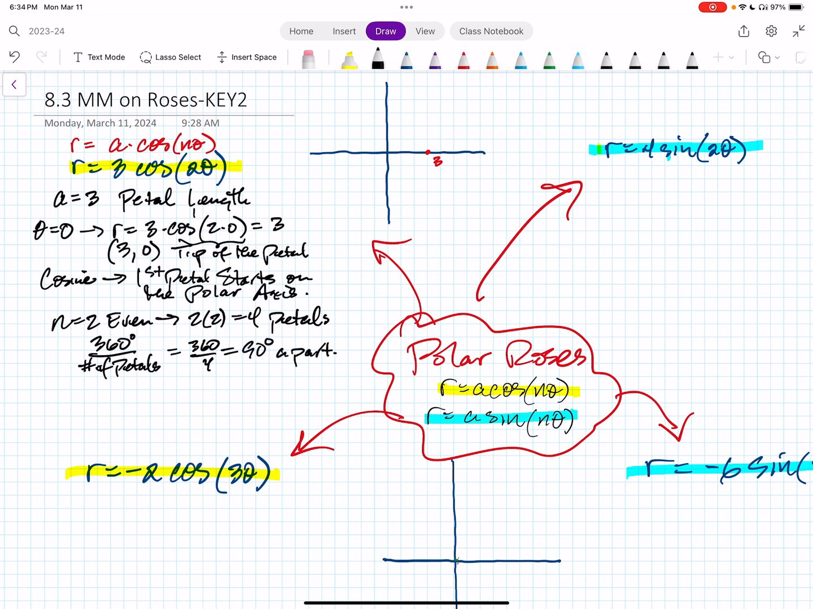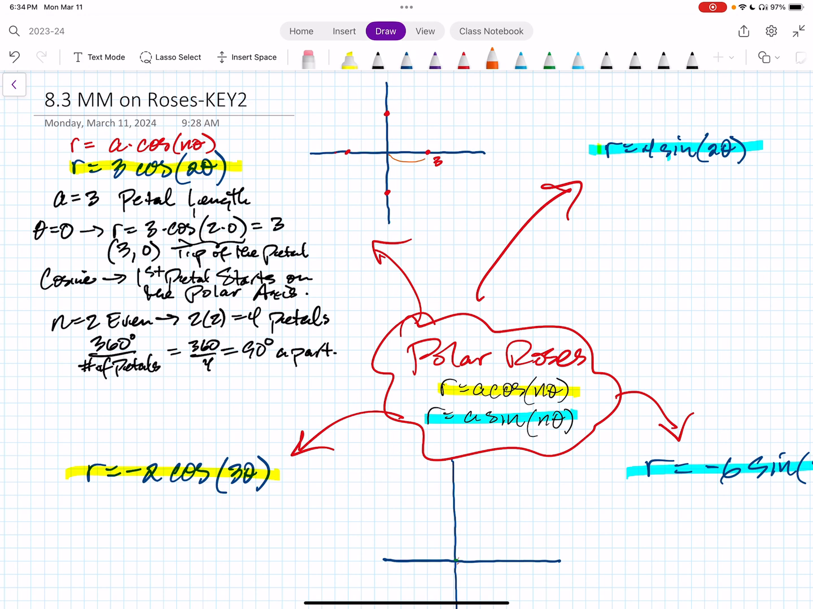Okay, so once you find the position of the first one, which we now know, at the polar axis right here, you space them 90 degrees apart. So I'm going to go up, and I'm going to go left 3 units, and then down 3 units, so they're 90 degrees apart, and then sketch your function. Okay, so let's do it.